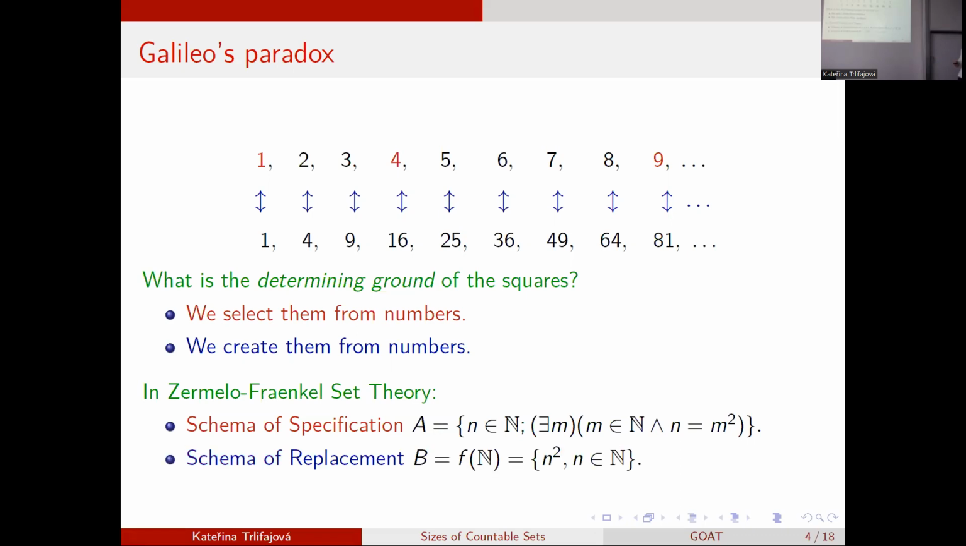But there is another schema, the schema of replacement, which says that we can make an image of a set. And because the set of natural numbers is a set, its image is also a set. Of course, in Zermelo-Fraenkel set theory, A equals B. There is no difference. They are the same because it uses Cantor's principle for comparison of sets.